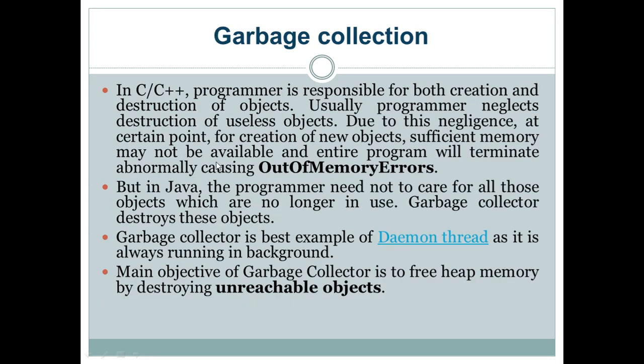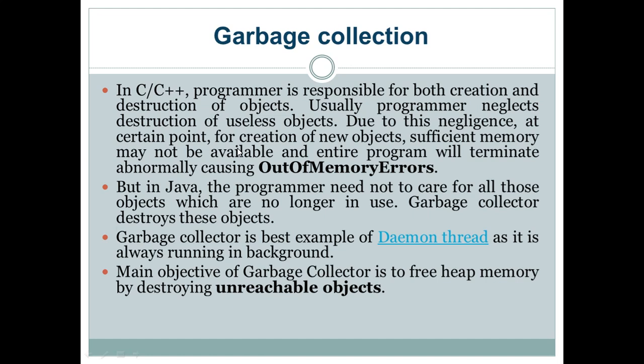Now the next point is garbage collection. What is garbage collection? In C and C++, the programmer is responsible for both creation and destruction of objects. By using new and delete, we can allocate and deallocate memory in C and C++. But many times programmers neglect destruction of useless objects. Due to this, the memory becomes full and abnormal messages like out of memory errors appear.